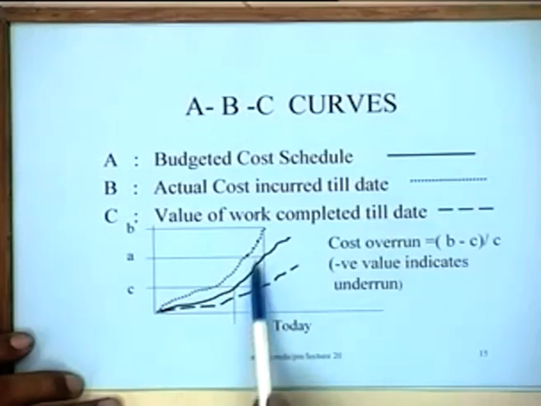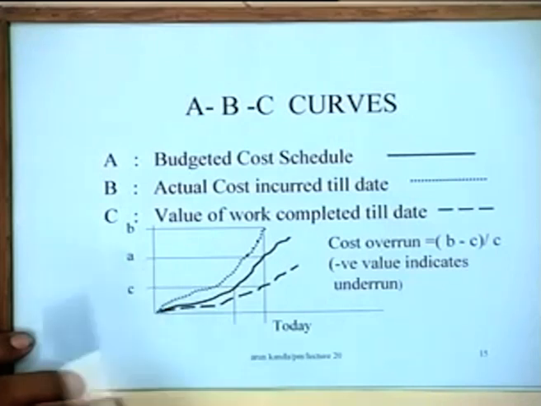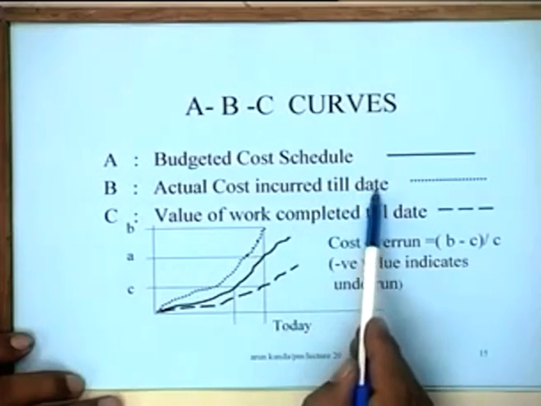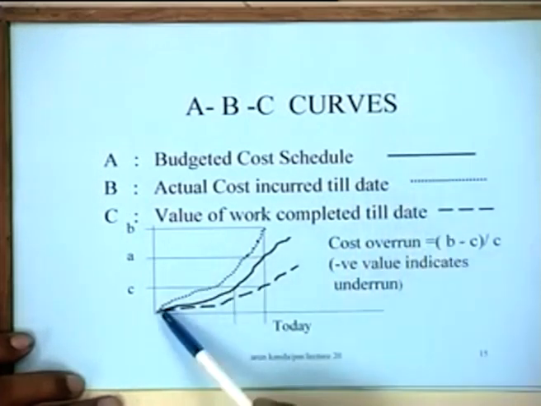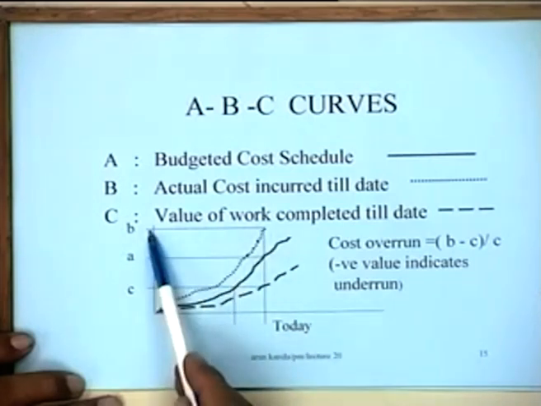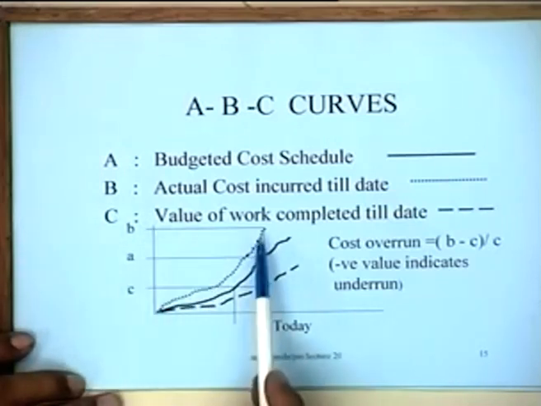If this is time now, what it says is that the budgeted cost of the work completed by this particular time should be A. That's what small a is saying. However, the actual cost incurred till date is this dotted line. So if you keep on plotting the dotted line, probably the actual cost would be something like B. And obviously B minus A is not the increase in cost. Why is it not?